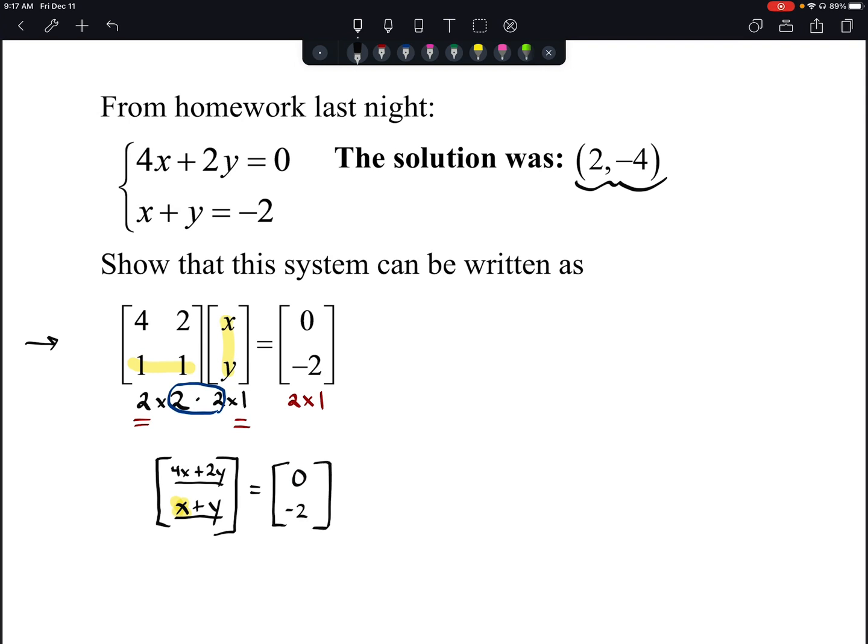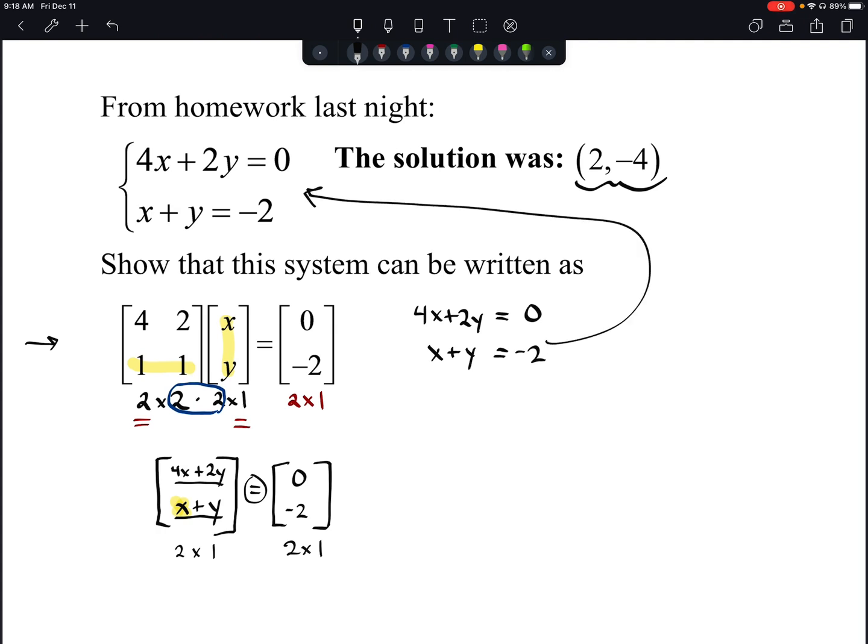Right? And since this is now a 2 by 1 and this is a 2 by 1, notice they have the same dimensions. So if they're really equal to each other, remember that means all of the elements must be equal. So that means 4x plus 2y should equal 0, and x plus y should equal -2. And just like that, you'll see that's the same as the system that we have up here. This can cut down on your work quite a bit when you're solving large systems of equations.